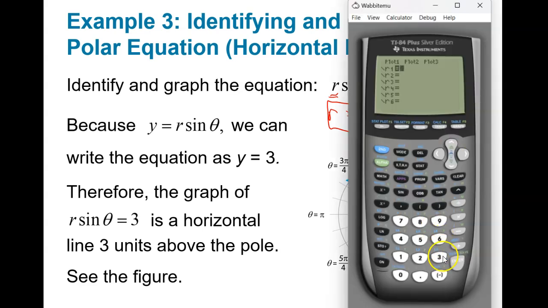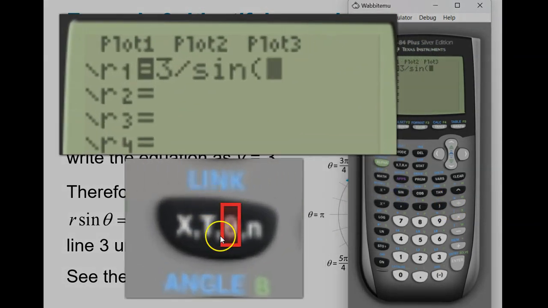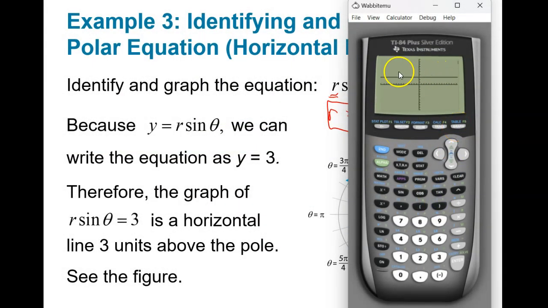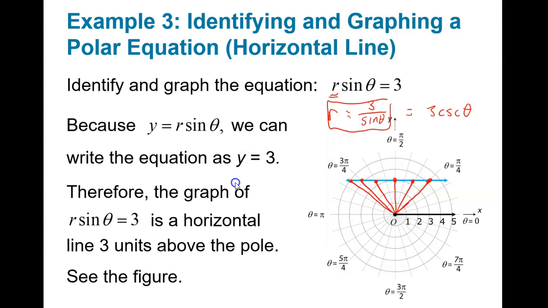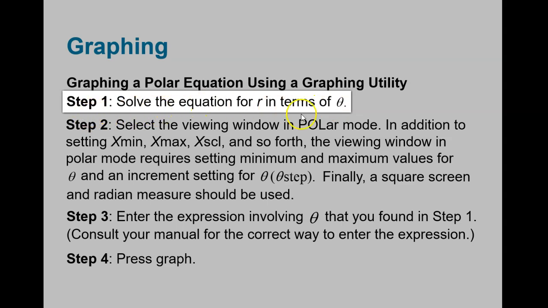So I'm going to type in 3 divided by sine, and notice this time when I hit the x,t,theta,n button, it doesn't give me an x, it gives me a theta because I'm in polar coordinates. And when I hit graph, there's that horizontal line we were talking about. So the big thing, and it mentions it on this slide, is that you have to solve r in terms of theta. You have to isolate r.